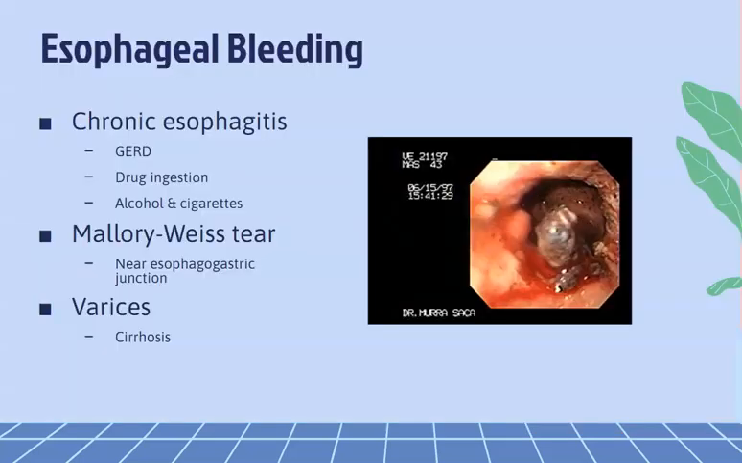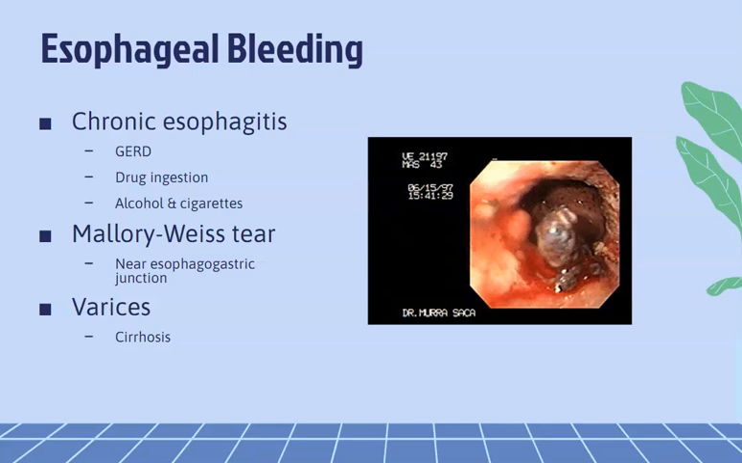When we're looking at esophageal bleeding specifically, this is going to be your patients who have had chronic esophagitis. So they've had GERD that's maybe been mismanaged for a really long time. That's caused some ulcerations, and those ulcerations are now bleeding. Could be arterial, could be venous, but your venous bleeding is going to be more common in GERD-related bleeding. Drug ingestions can cause it. Alcohol and cigarettes can cause it as well. When we look at a Mallory-Weiss tear, we're talking about a tear in the esophagus that is near that esophageal gastric junction.